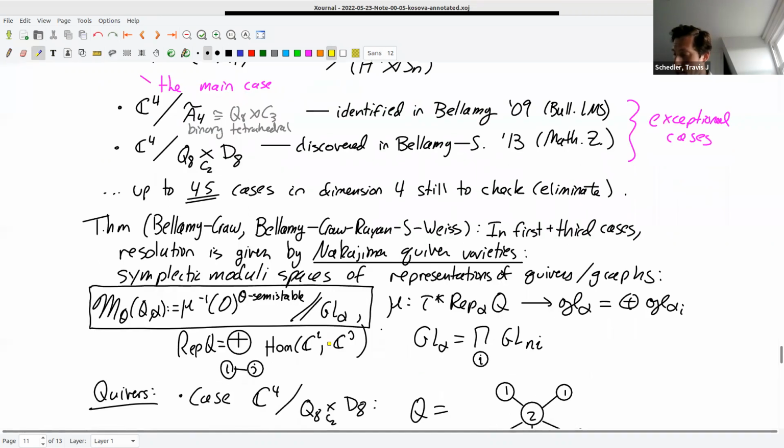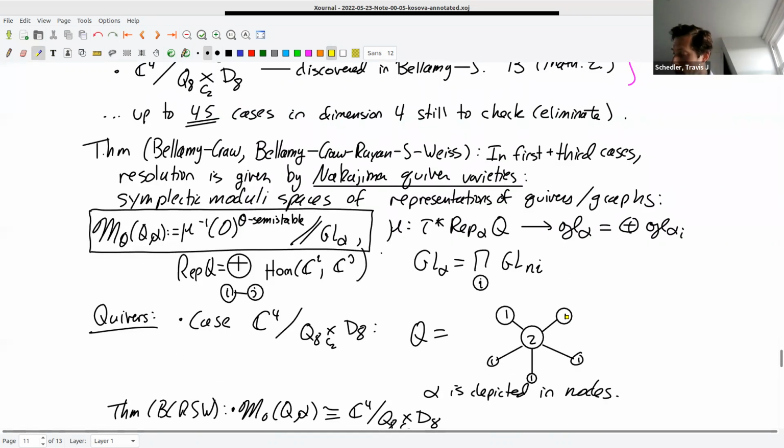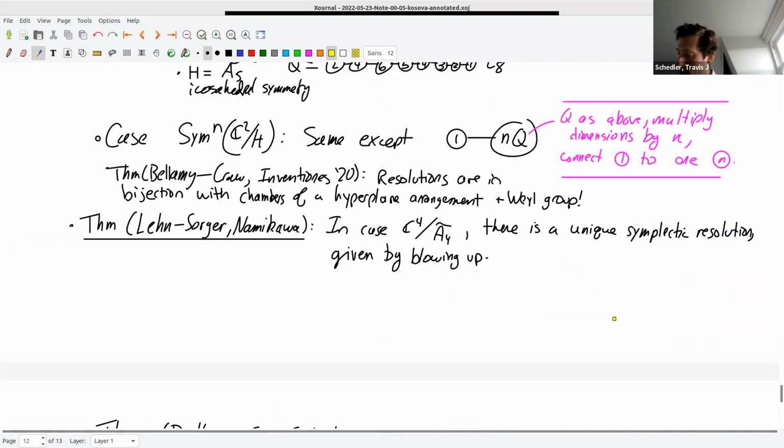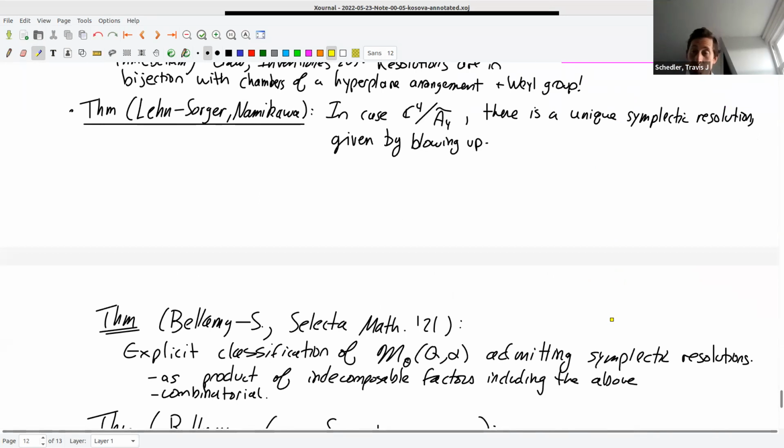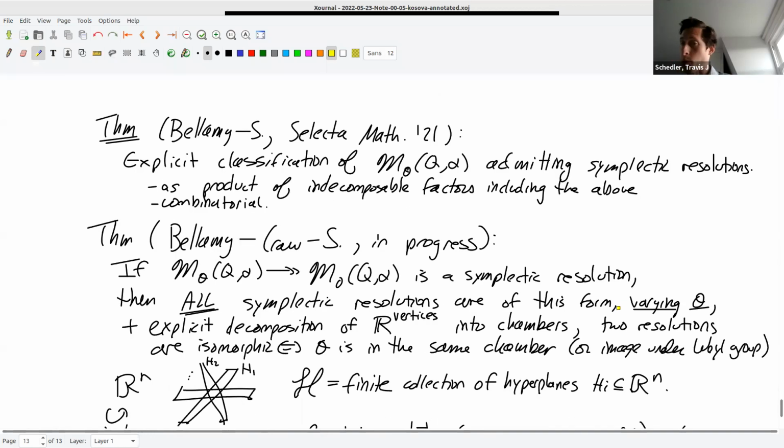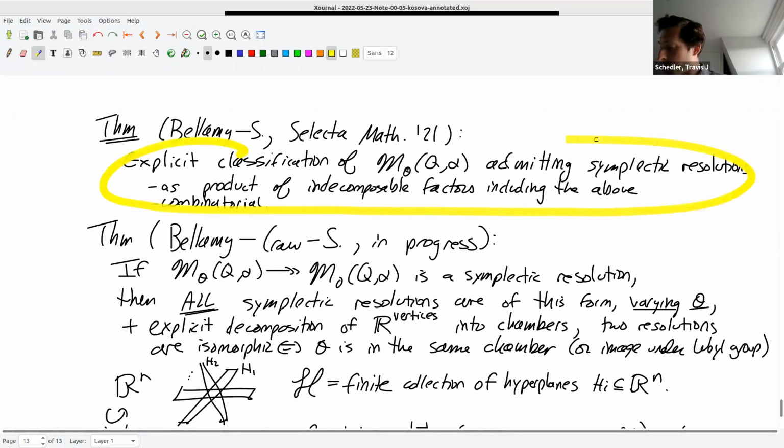Since I don't really have time, I just tell you that you can identify that with a quiver variety for this quiver with 6 vertices, 5 external ones and 1 central one. So we're able to resolve them. And finally, since almost all the resolutions we have here are given by quiver varieties, one can ask what happens for the more general quiver varieties. You can take an arbitrary graph, not just one that gives you a finite quotient. So Gwyn Bellamy and I proved in Selecta that there's an explicit classification of which graphs can admit a symplectic resolution.